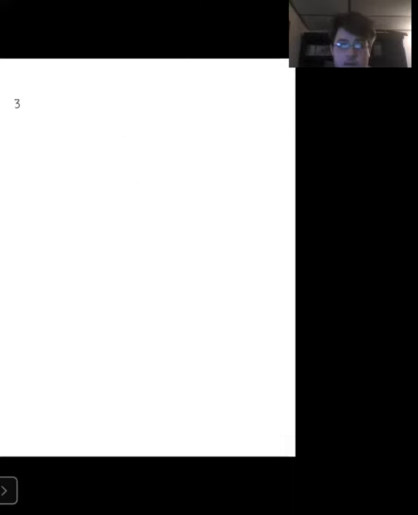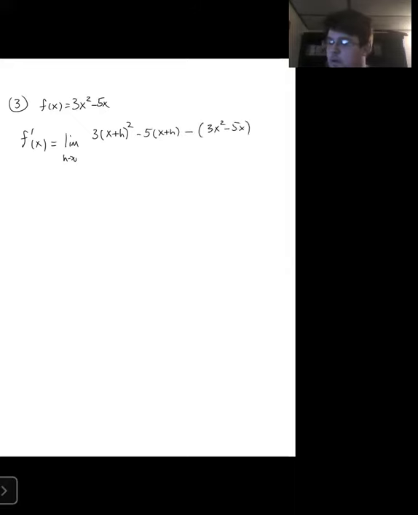Okay, number 3. Use the definition of the derivative on this function, 3x squared minus 5x. Well, f prime of x is limit as h approaches 0 of f of x plus h, so 3(x plus h) squared minus 5(x plus h), minus f of x, minus 3x squared minus 5x, all over h.